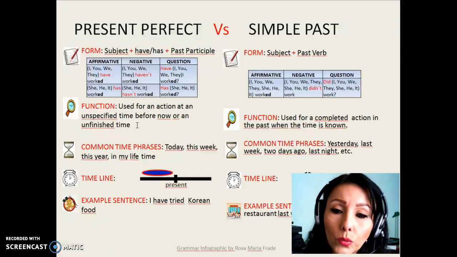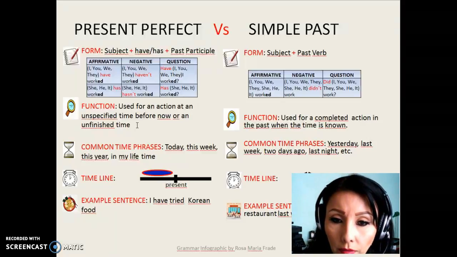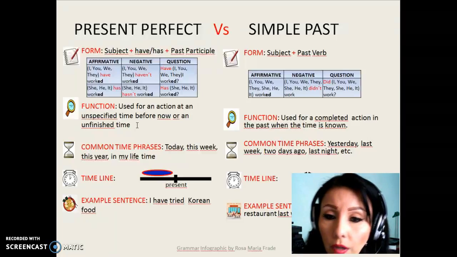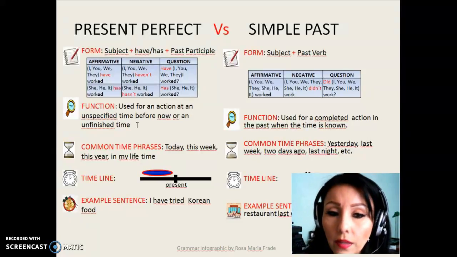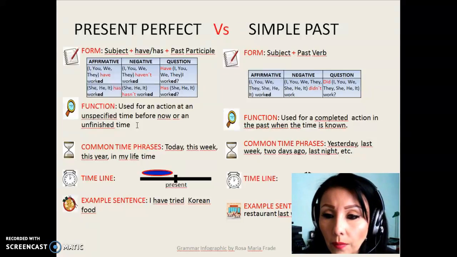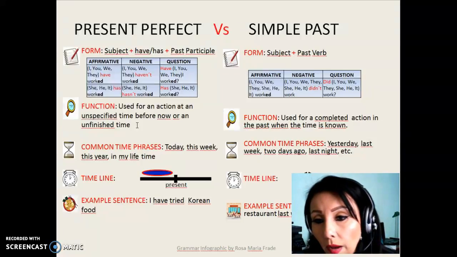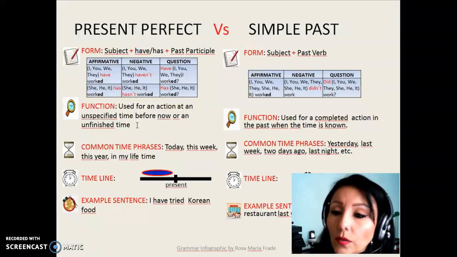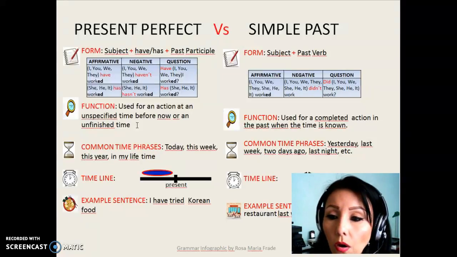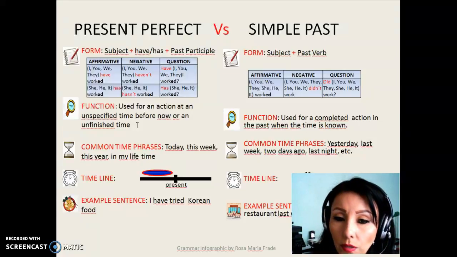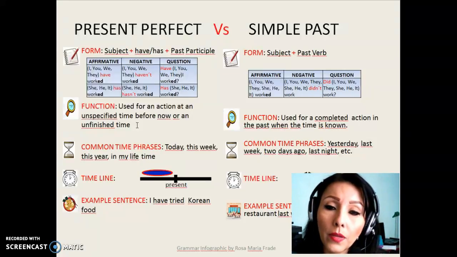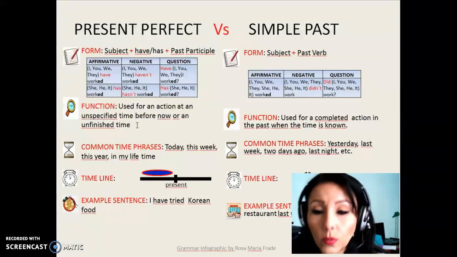It's important to talk about the common time phrases with present perfect. For example, the more common are today, this week, this year, in my lifetime. And with simple past, the common phrases are yesterday, last week, two days ago, last night, etc. I think it's going to be very useful to use this timeline because the students can appreciate exactly when the action happened.